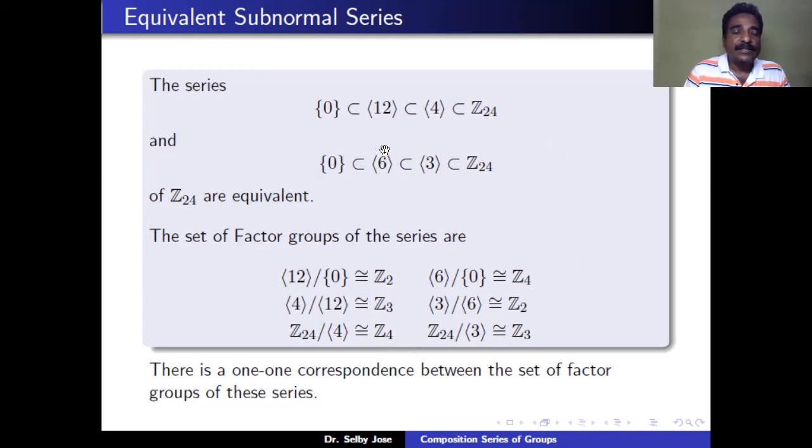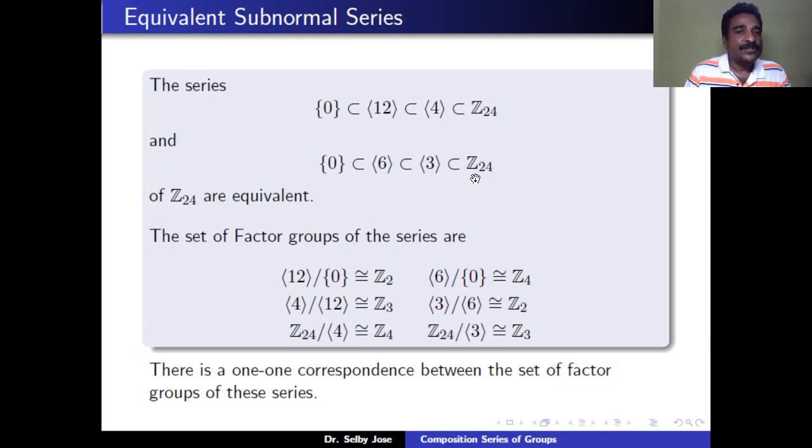So here you can see that the cyclic subgroup generated by 6 contains 4 elements, and so this quotient group contains 4 elements. This one is definitely isomorphic to Z4 because it's a cyclic group generated by 6. And the cyclic subgroup generated by 3 contains 8 elements, and this 6 contains 4 elements, so the quotient group contains 2 elements, so it is isomorphic to Z2.